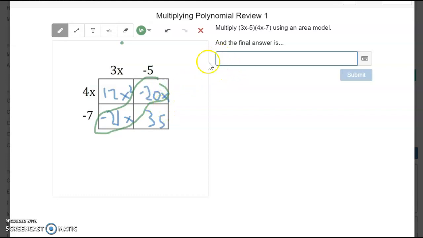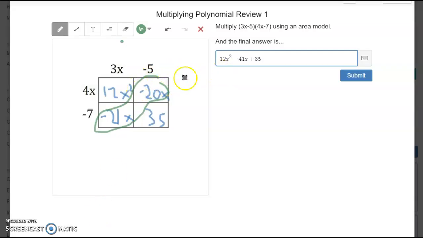So what's going to be my final answer? The x squared term is 12x squared. Okay, and then we have negative 20x and another negative 21x. So you add them together and you get negative 41x. I don't know what happened with my screen, but here are the answers after I combine the like terms. So 12x squared minus 41x plus 35, and you submit.